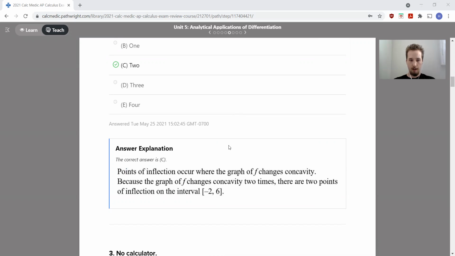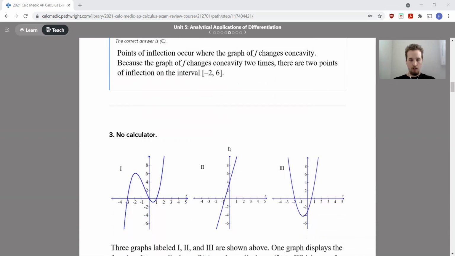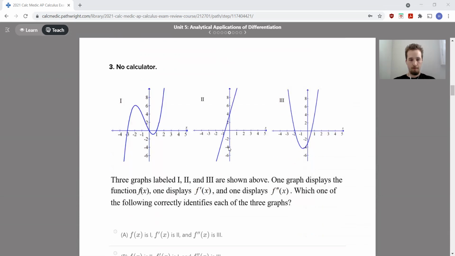Graph of f changes concavity. Okay. So, a couple ways to do this one. It's saying that we have one graph that displays the function f of x, another that displays the derivative of the function f of x, and another that displays the double derivative. Okay? One thing is we have to identify which graph is which.